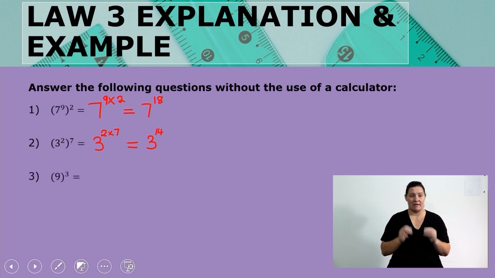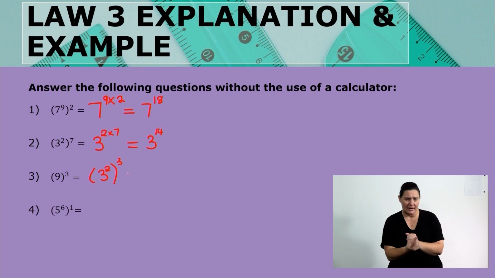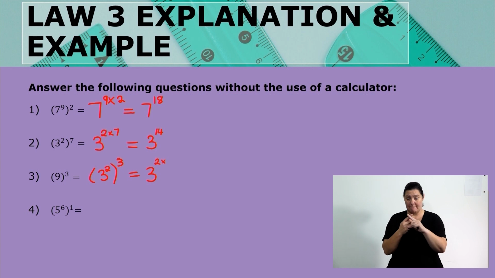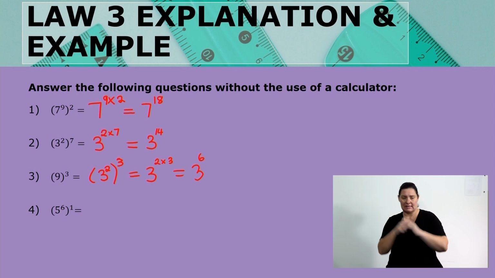Then we have 9 to the exponent 3. Now, we can change the 9 to 3 squared, and then we have that raised to the exponent 3. So what's going to happen there is that we are going to take the 3 and multiply our exponents, which is going to give us base 3 and exponent 6.